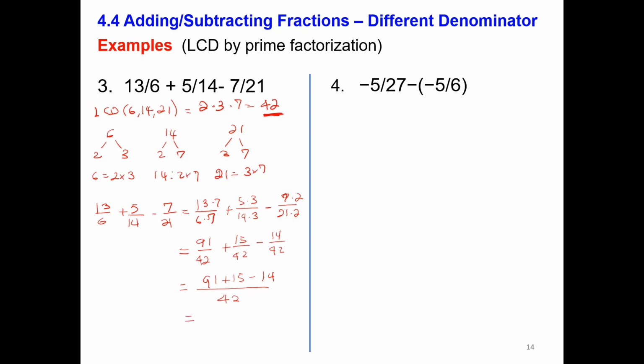And this one will be 92. Yes, 15 minus 14 is 1, and 91 plus 1 is 92, divided by 42. Because the last number is even, we can divide by 2. 92 divided by 2 is 46.